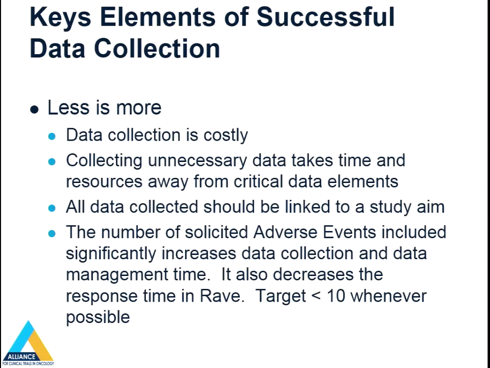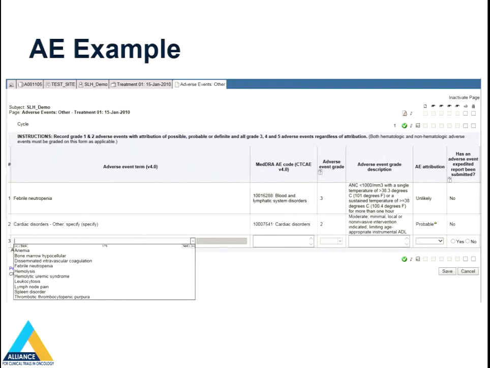So I do understand the interest in having solicited adverse events, but just be mindful that if it gets too large, it's taking away a lot of time from their other activities, and it does have a kind of negative impact in RAVE. And I'm going to show you in a minute some of the functionality we have around adverse event reporting, which is good, but if it's too large, it becomes an issue when it comes to the performance within RAVE. So this is an example of an adverse event form.